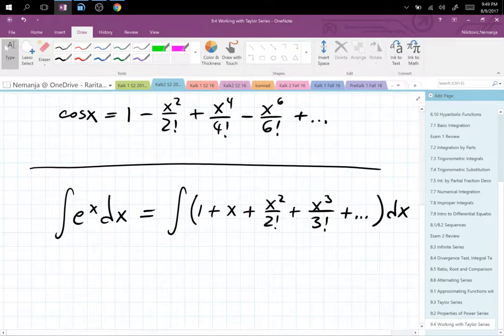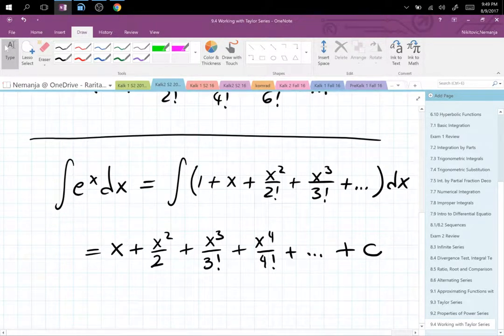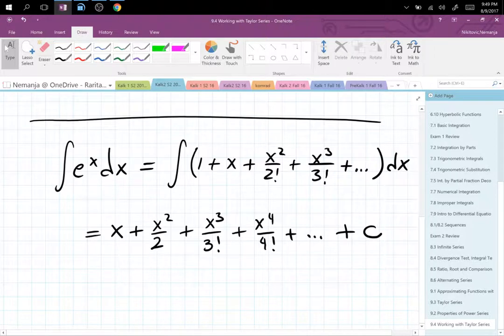And when you integrate, what do you get? You get the integral of 1 is x plus x squared over 2 plus x cubed over 3 factorial plus x to the 4 over 4 factorial plus dot dot dot. And you know what? There's a plus c at the end. Now some students laugh at plus c at the end, but without that plus c at the end we don't get to prove anything because that's where the 1 is hiding.